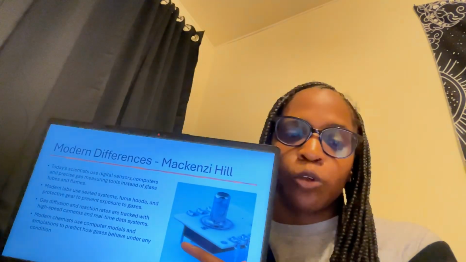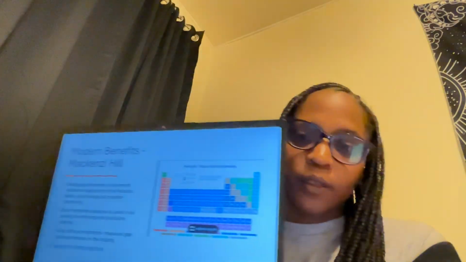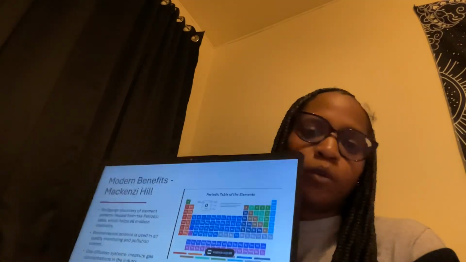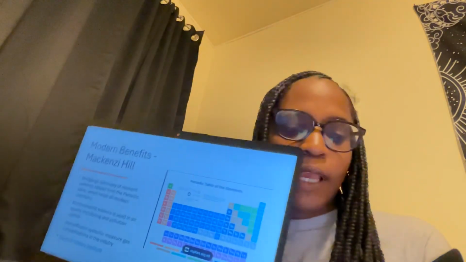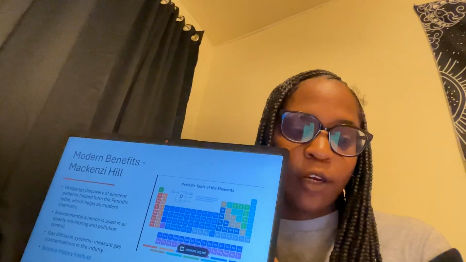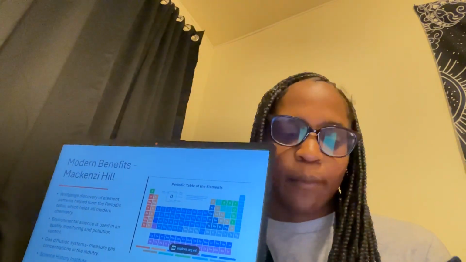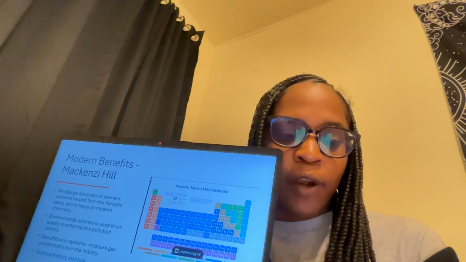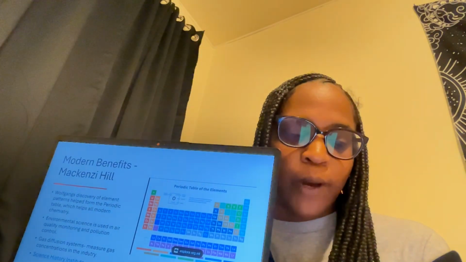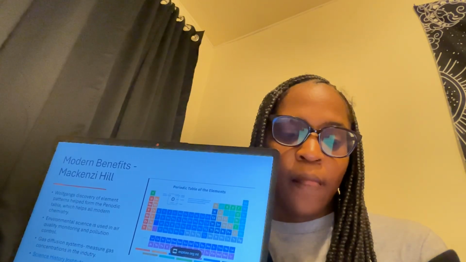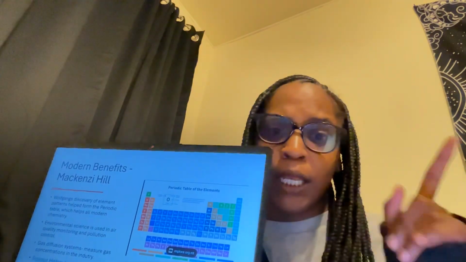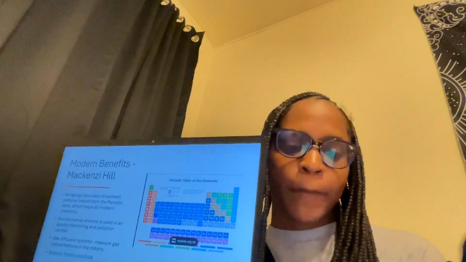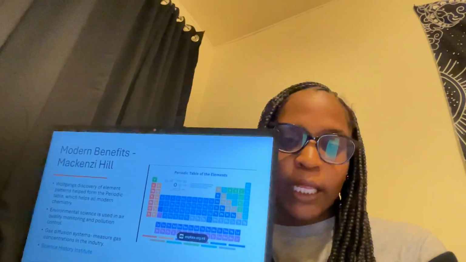Okay, then we're going to move on to modern benefits. Wolfgang discovered element patterns that helped form the periodic table, which helped all of modern chemistry. Environmental science is used in air quality monitoring and making sure pollution is controlled. Gas diffusion systems measure gas concentrations in industry.